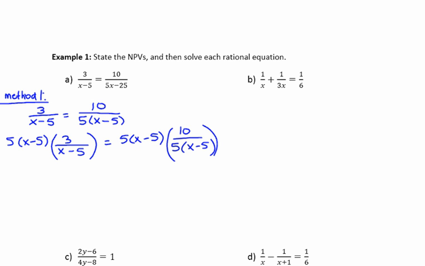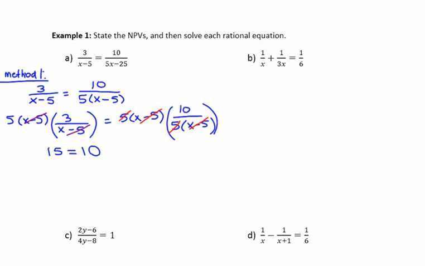Okay, so what you'll notice is things will automatically cancel when we do that. That's our goal, to get rid of the denominator. So what cancels here? The x minus 5's cancel. What cancels on this side? The x minus 5 and the 5. So that gets rid of the denominator. Now we're left with, on the numerator, 5 times 3, which is 15, equals what's left over here? 10. Is that true? Is 15 equal to 10? No, so there's no solution to this problem.